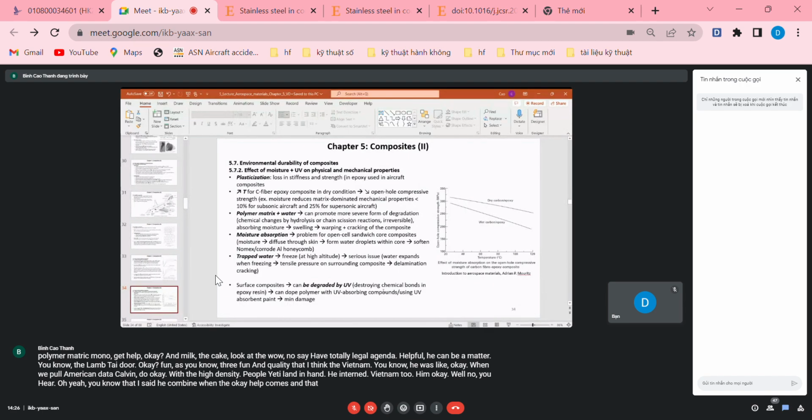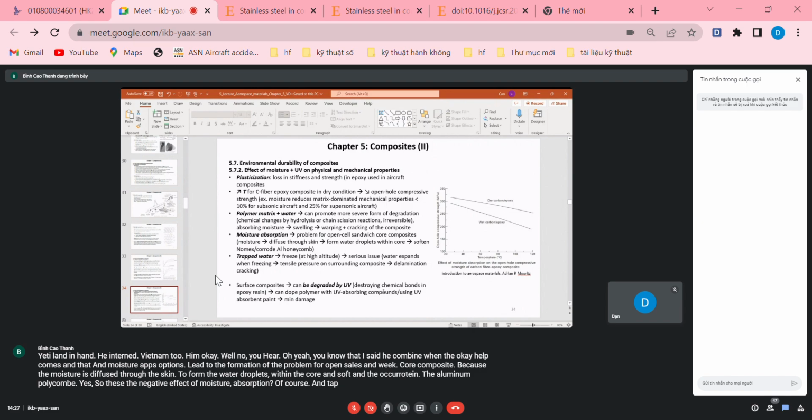And moisture absorption leads to the formation of problems for open cell sandwich core composite, because the moisture is diffused through the skin to form water droplets within the core and soften or corrode the aluminum honeycomb. Yes. So this is the negative effect of moisture absorption, of course.